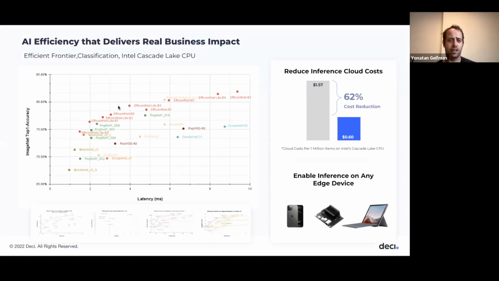But let's first get some motivation for the results that can be achieved. Here we see a curve with the top-1 accuracy on ImageNet on the Y-axis. On the x-axis, we see the latency on an Intel Cascade Lake cloud CPU. What we see here are all, or most of, the ImageNet open source models: MobileNet V2, V3, EfficientNet, RegNet, RepVGG, GoogleNets, ResNets, and EfficientNet Lite. All of those are here in some trade-off between accuracy and latency.